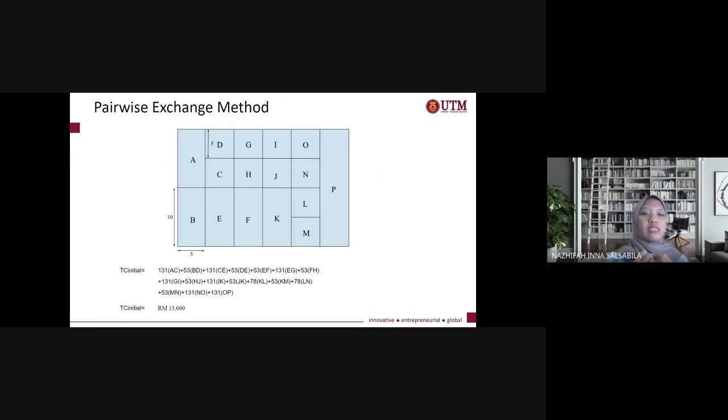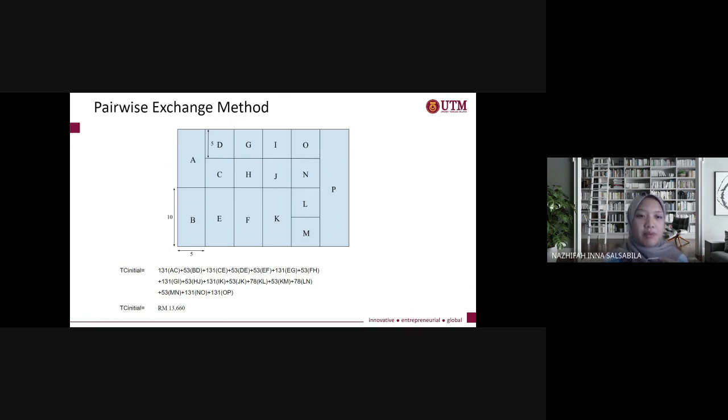This is the pairwise exchange method. The strategy that we applied here is that the storage places A, B, and P won't be moved, so they stay there. For the process departments from C to O, we categorize them into two sizes: small boxes 5 times 5, which are C, G, I, O, J, N, and also L, M, and large departments with size 10 times 5, including E, F, and K. The exchanges will only be done between departments of the same size, considering the availability of space. So we do not exchange C with E, for example.